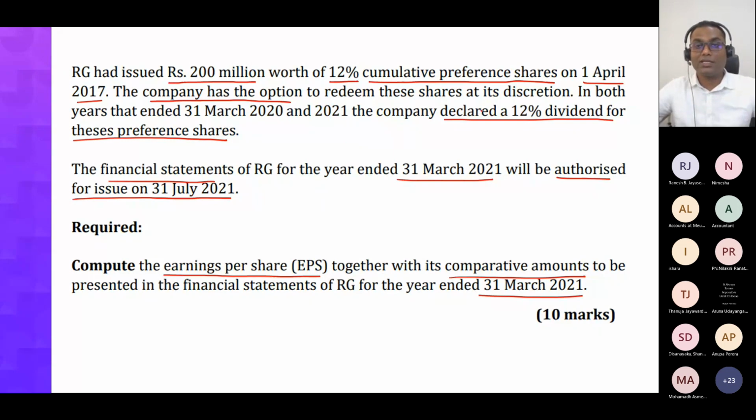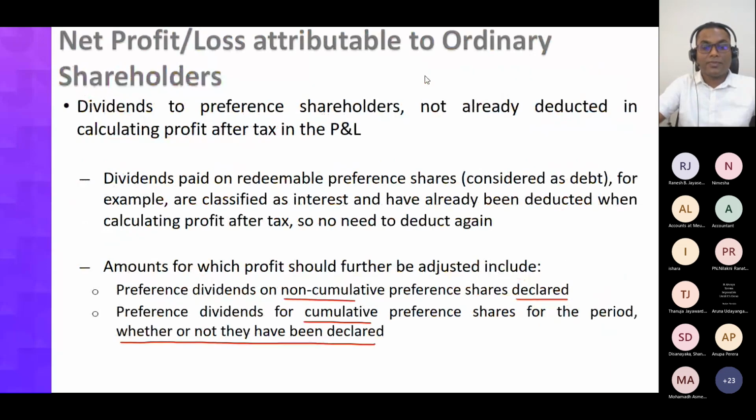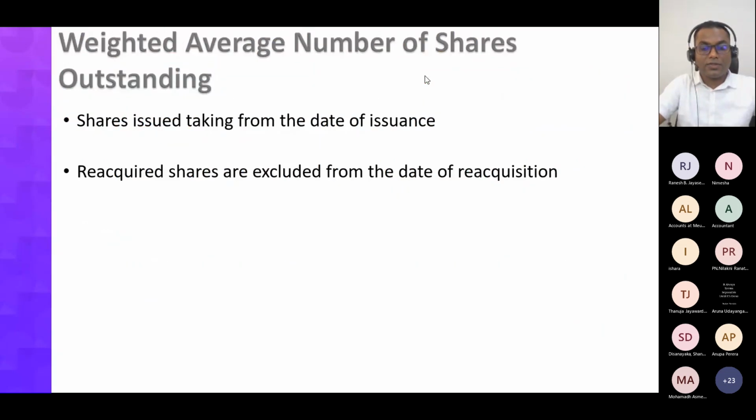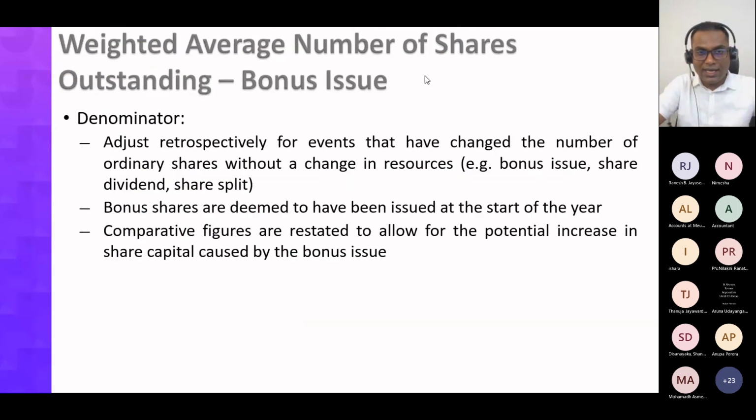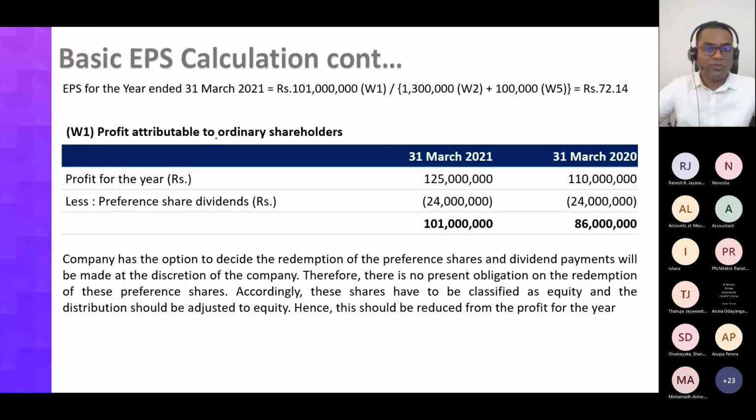Now, my point is, if it is cumulative, even though it is not declared, sometimes the question can say that it is not declared, but still you need to deduct it when computing the EPS. I hope you are clear. Right. Okay, so let me skip these slides and go to this one. Focus only on this particular computation, working number one.